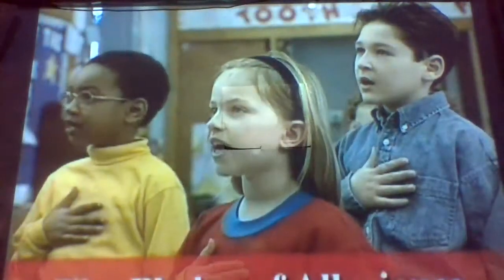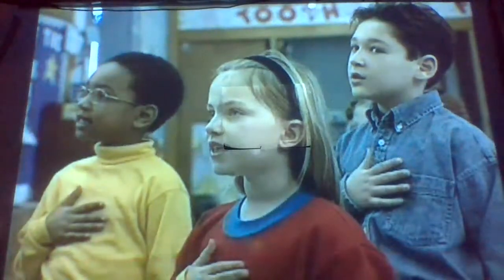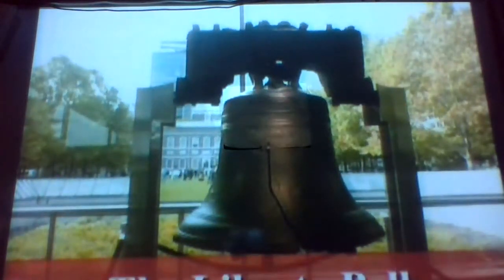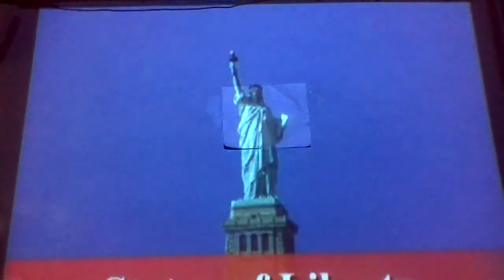First of all, what is a symbol? A symbol is a thing that represents something else. The symbols we'll be looking at today represent America. They are the American flag, the Pledge of Allegiance, the Great Seal, the Liberty Bell, the 4th of July, the National Anthem, and the Statue of Liberty.